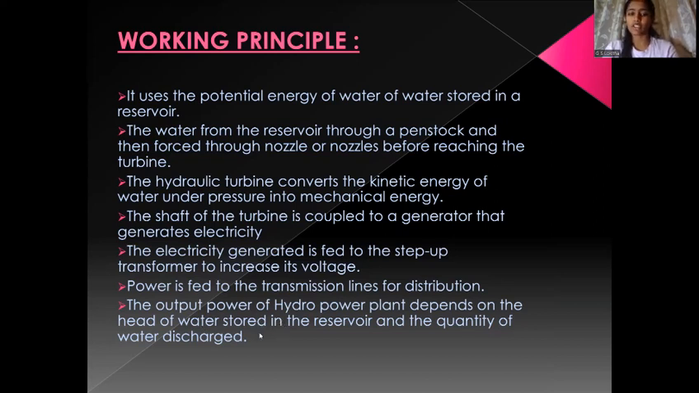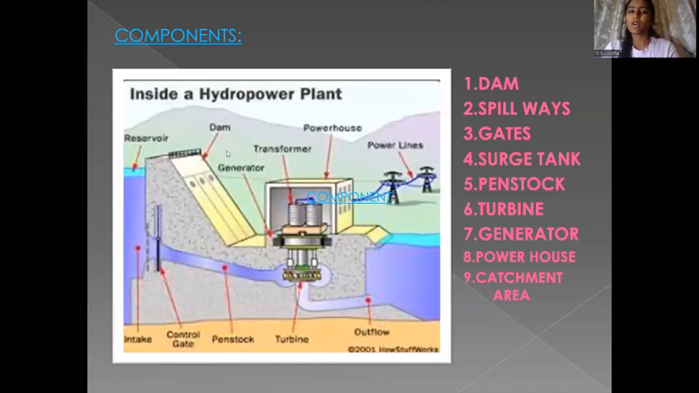the water discharged. The components of the hydroelectric power plant are the dam, spillways, gates, surge tank, penstock, turbine, generator, powerhouse, and catchment area. In the given picture, we can observe the parts or components of the hydroelectric power plant, the way the water flows inside the dam, and the electricity which is generated. The excess water after usage inside the hydroelectric power plant is let out.